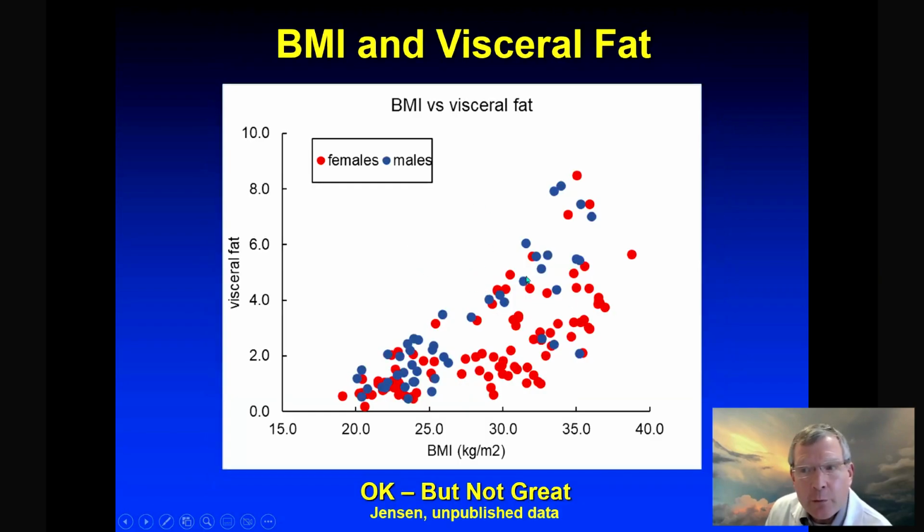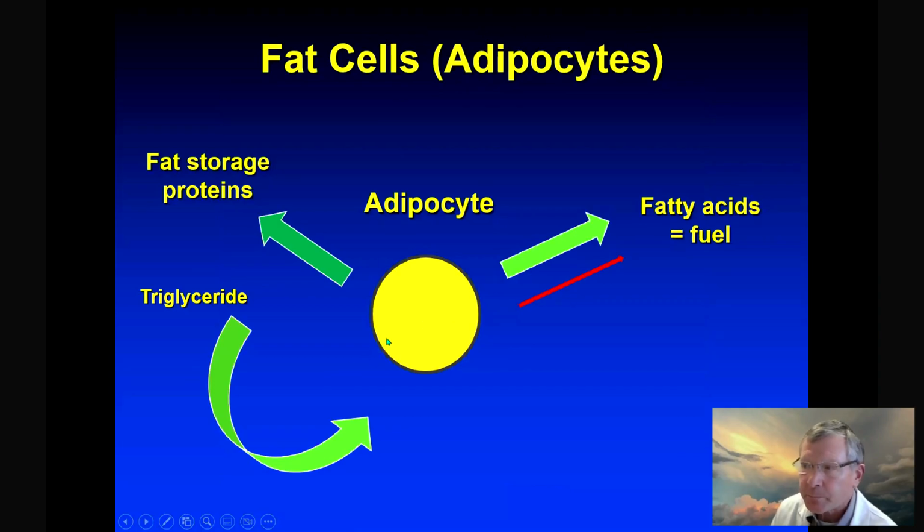So, does BMI predict visceral fat? This is some data from our group looking at the relationship between somebody's BMI and how much visceral fat they've got. You can see that it's a positive relationship, and it's pretty similar for males and females, although females tend to have less visceral fat at any degree of BMI. So it's okay, but it's not great. BMI does have some prediction for visceral fat, and visceral fat has some predictive value for adverse health outcomes.